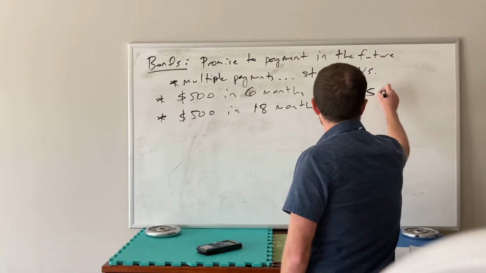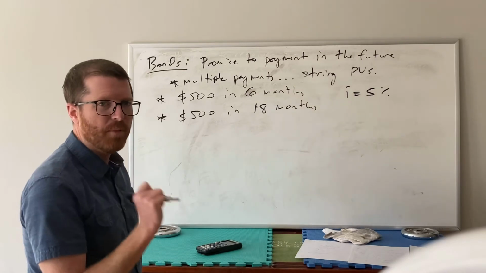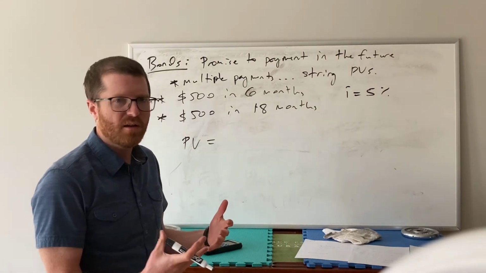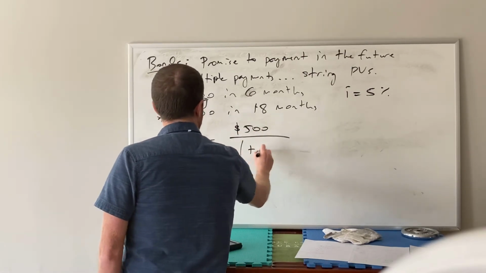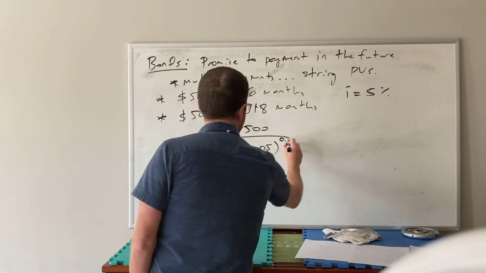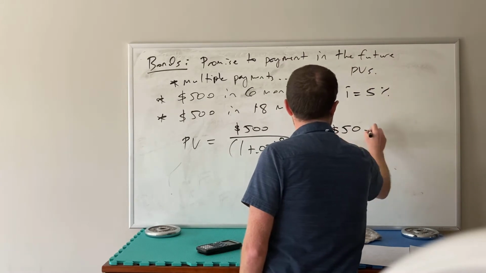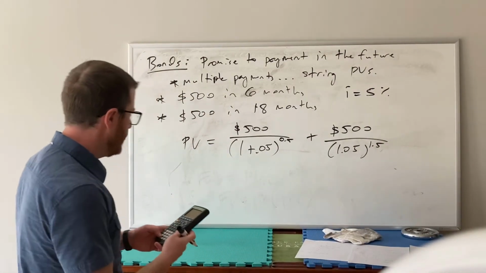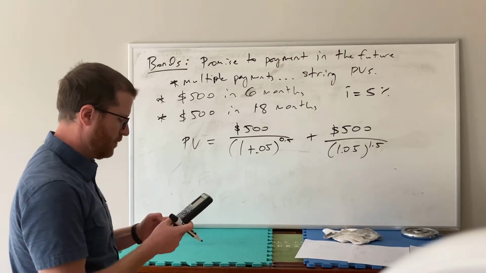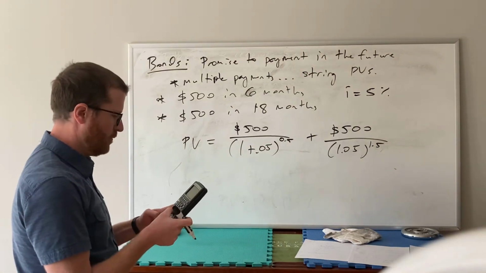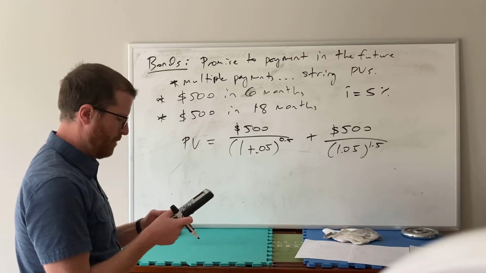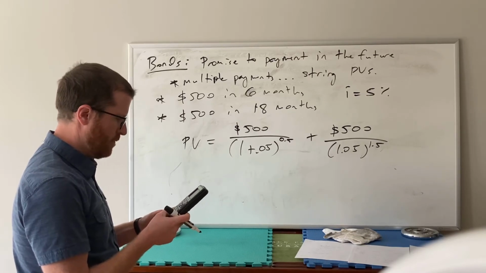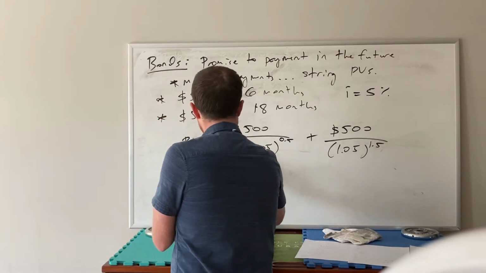So if the interest rate in the economy right now is 5%, to figure out what the present value of this bond is, all I've got to do is just take two separate future value calculations or present value calculations and just add them together, right? I'm getting $500 in 6 months. 6 months is half a year, so this would be 0.5, okay? And then I'm going to get $500 again 1.5 periods into the future, okay? So again, we'll solve for this really quickly. And this comes out to about $953.